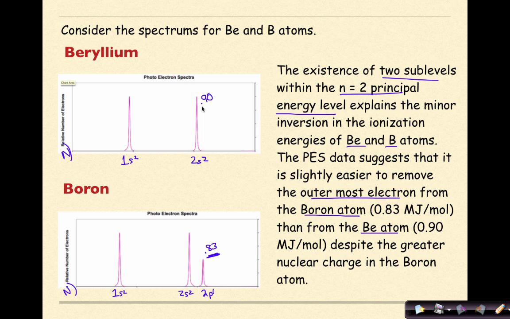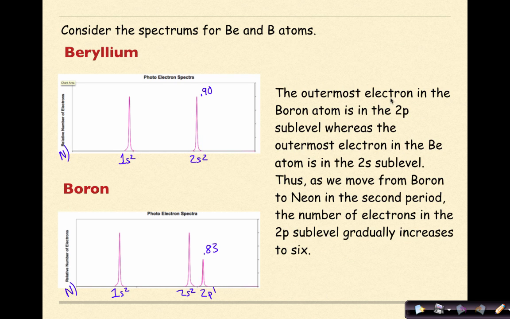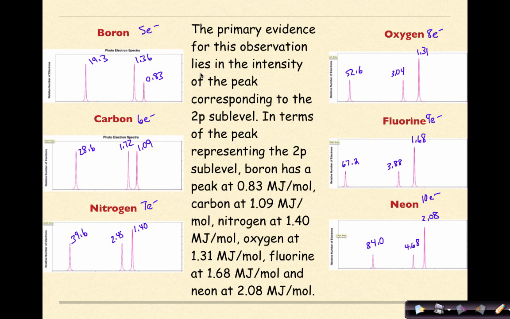Trying to remove one of these electrons requires more energy than the one in boron. The outermost electron in the boron atom is in the 2p sublevel, whereas the outermost electron in the beryllium atom is in the 2s sublevel. Thus, as we move from boron to neon in the second period, the number of electrons in the 2p sublevel gradually increases to 6. The primary evidence for this observation lies in the intensity of the peak corresponding to the 2p sublevel.